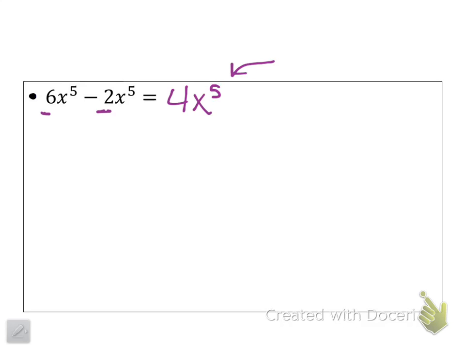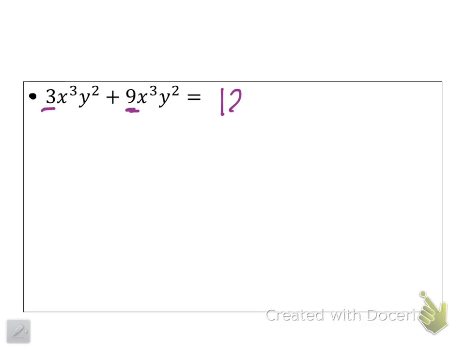The only time we ever change our exponents is when we're multiplying, dividing, or taking a power to a power. But if not, we're just doing the coefficients in the front. Coefficients are going to be these numbers in front. Okay, so we're going to add the coefficients for this one again. So 9 plus 3 is 12.